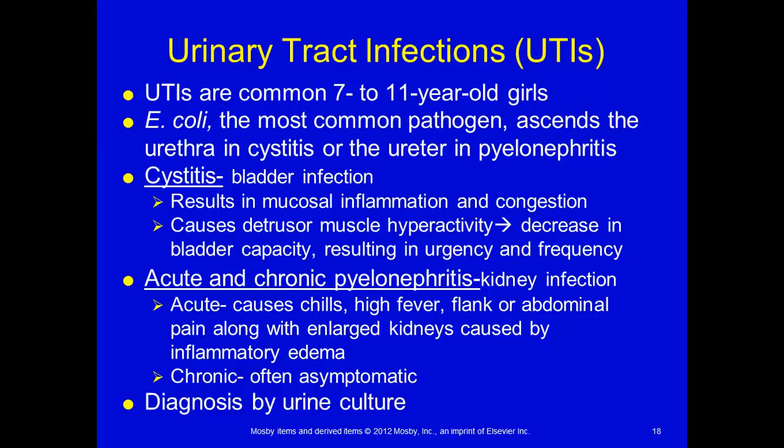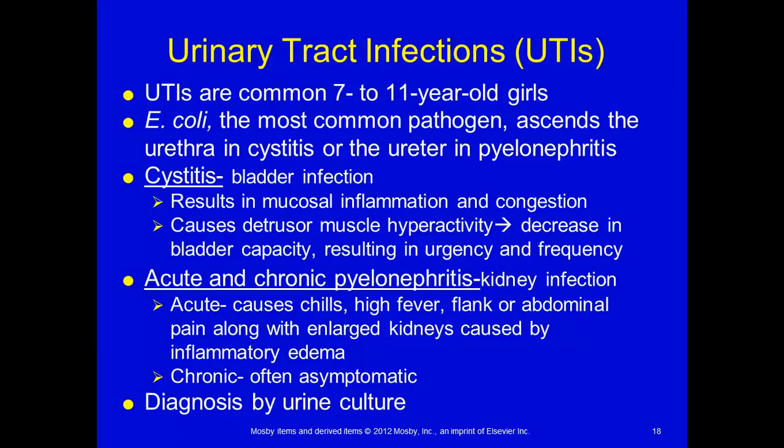UTIs are very common, especially in girls, because of the reasons that we've talked about already, but very common in a 7 to 11 year age range. E. coli is usually the most common pathogen because it ascends up the urethra into the bladder to cause cystitis, or goes even further up the chain, so to speak, past the bladder into the ureters, which then gets into the kidneys. And a kidney infection is called pyelonephritis. Or you'll hear it referred to as pyelo, quite commonly, clinically speaking.